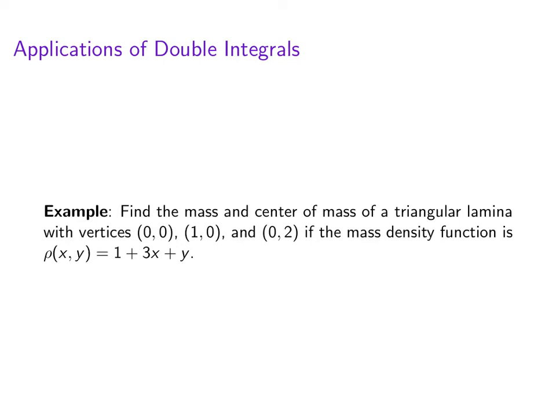Hello, calculus fans. Let's find the mass and center of mass of a triangular lamina. It will have vertices (0, 0), (1, 0), and (0, 2). And let's suppose that the mass density function is rho of x, y equals 1 plus 3x plus y. That's a measure of the mass density at any particular place.